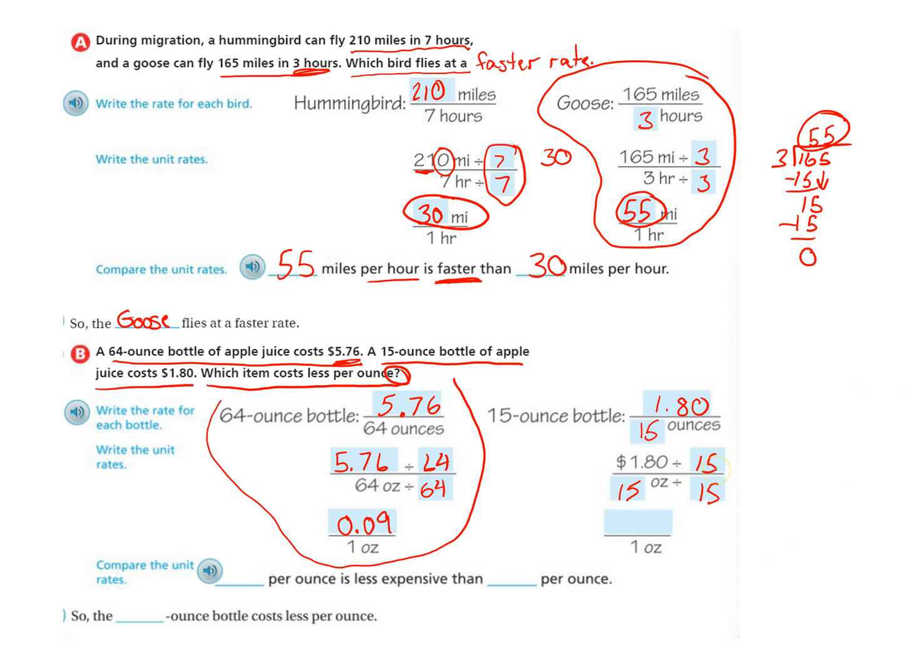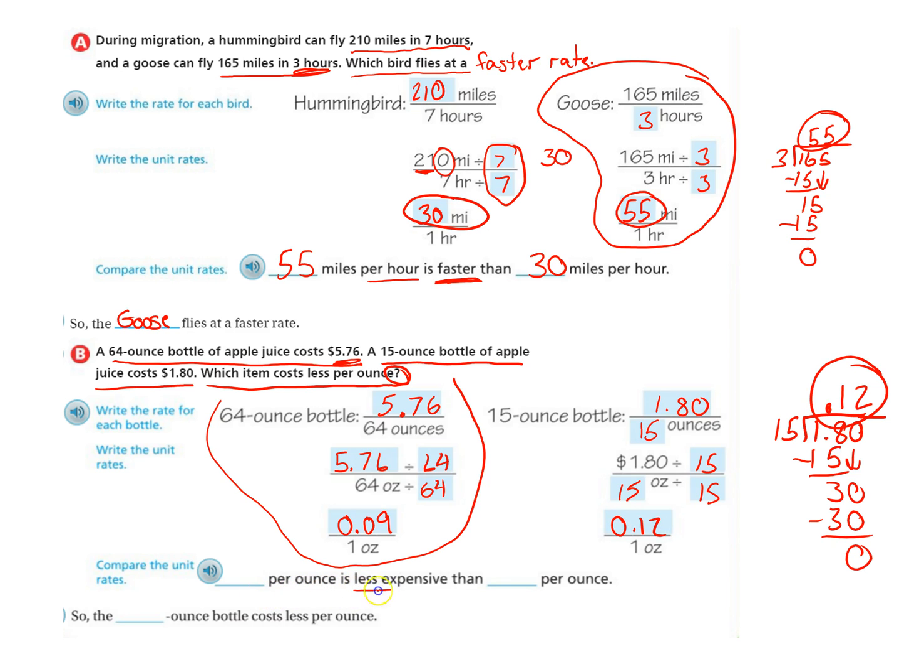Now I have to find how many times 15 goes into $1.80. Okay, bring my decimal straight up. Well, 15 can go into 18. Okay, it goes one time. 1 times 15 is 15. Subtract gives me 3. Bring down my 0. 15 goes into 30 twice. 2 times 15 is 30. Subtract gives me 0. So 12 cents per ounce.